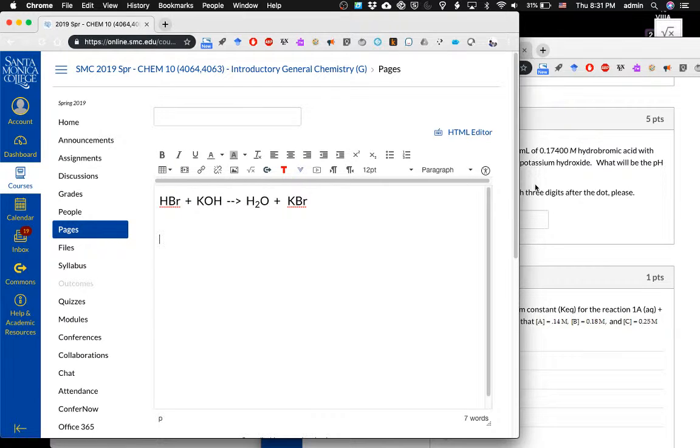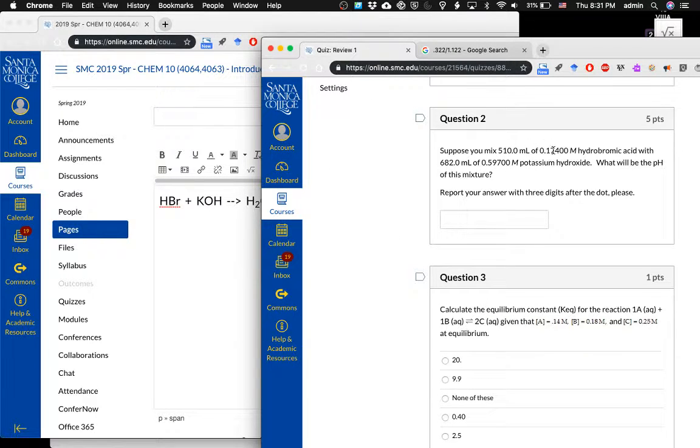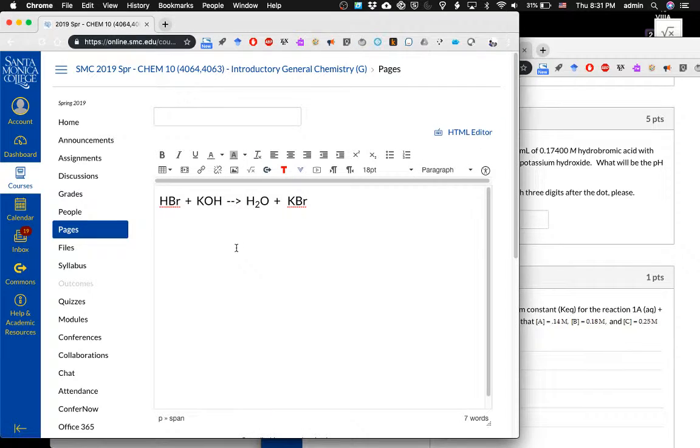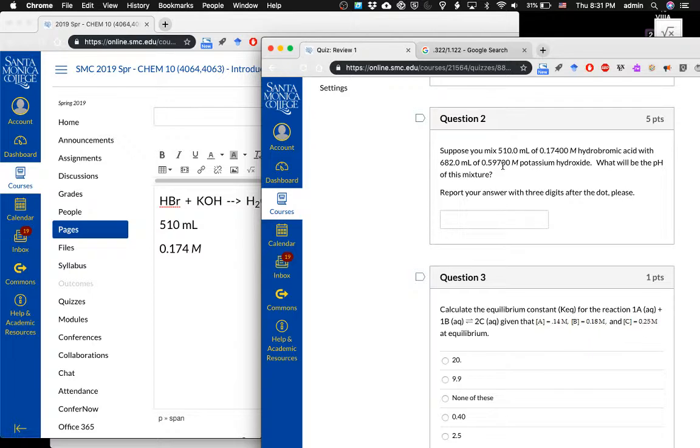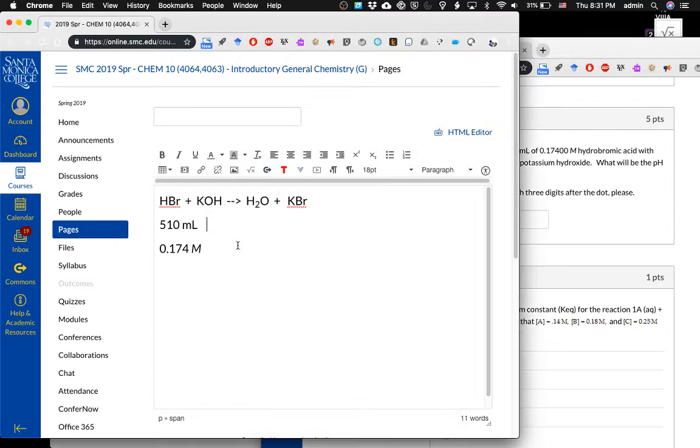So now we've got the chemical equation. Let me write down the given information. What information have we got here today? 510 milliliters of 0.174 molar. Wow, that's a lot of dilute stuff. 0.597 molar, 682 milliliters.